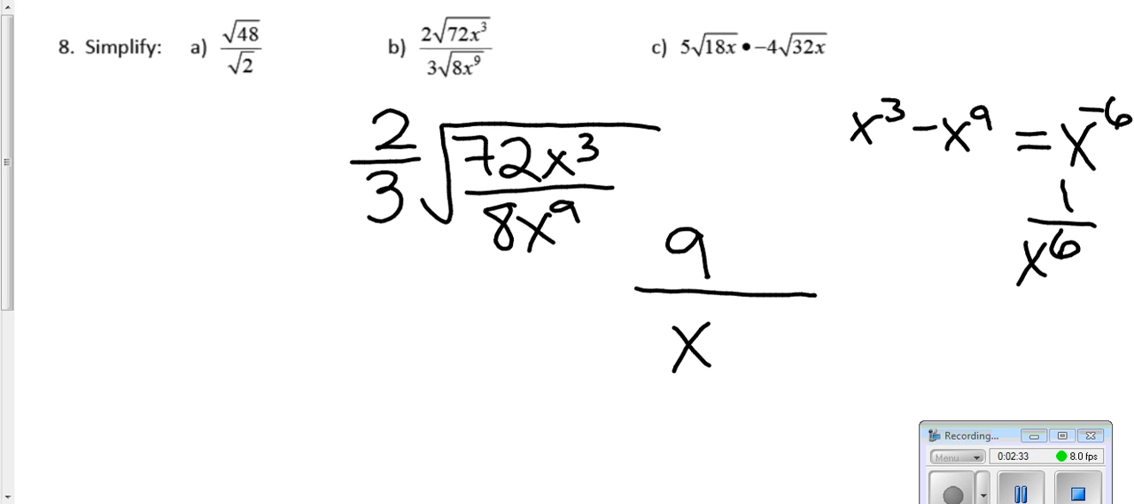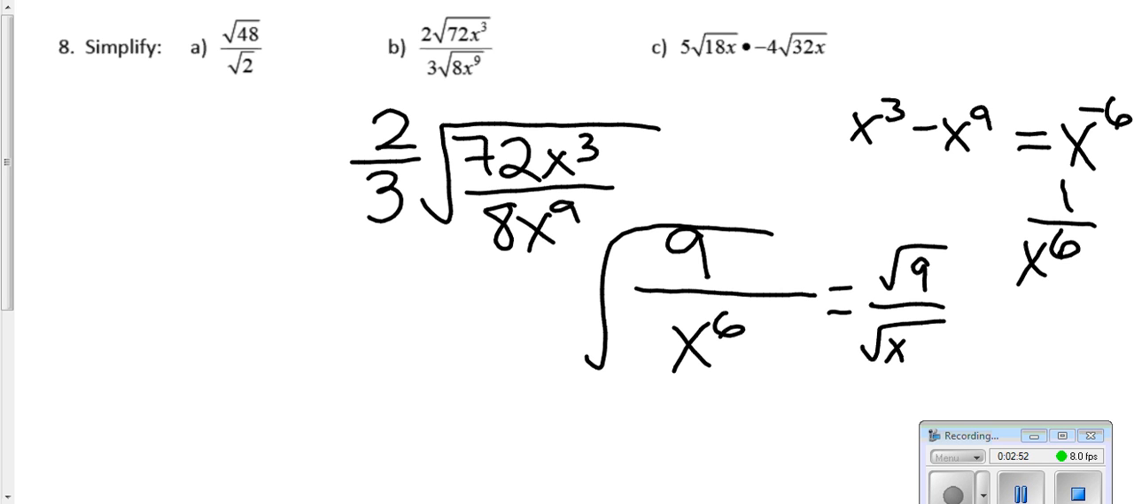And we have x to the 6. And on the top, we just have 9. Okay, because the x went to the bottom. Alright, so now we need to simplify this. And our next step is to make each of these back into its own little radical. So square root of 9, 9 is a perfect square, so we know that's going to be 3.